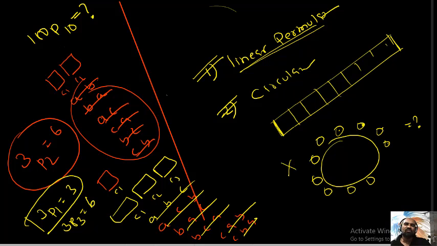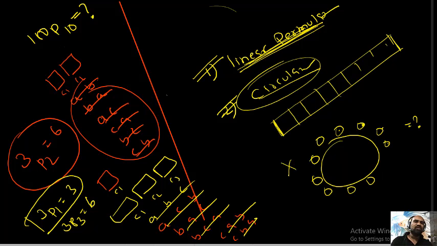In linear permutation, the first place and second place you can identify. There are two types of permutations: linear permutations and circular permutations. Arrangement of objects in a row is called linear permutation. Arrangement of things around the circle is called circular permutations.